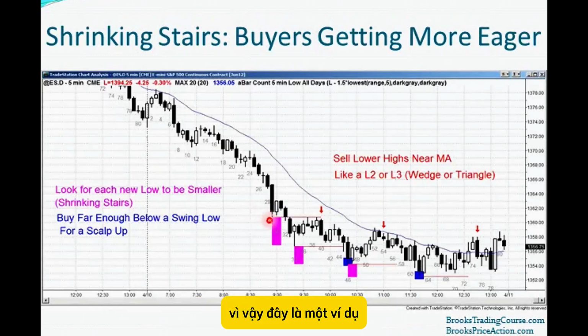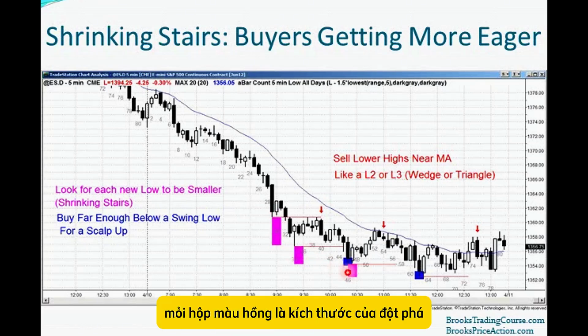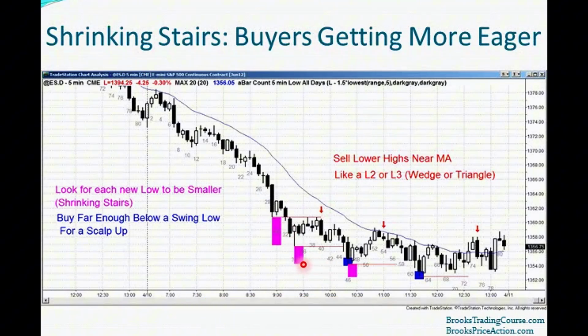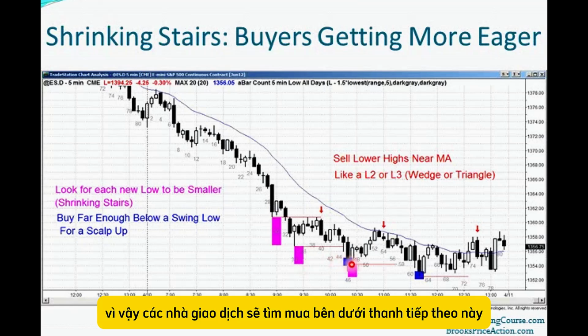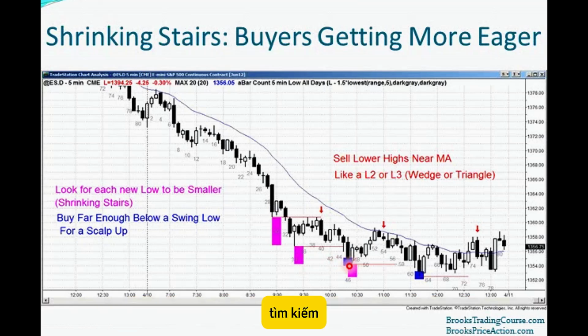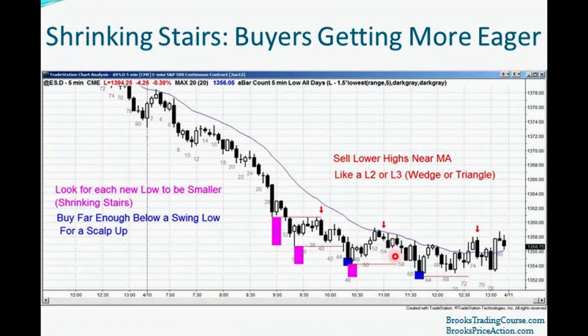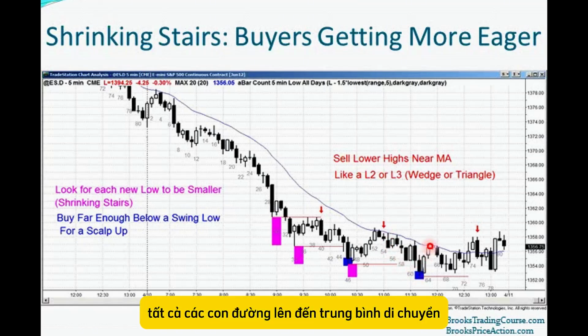So here's an example. Each pink box is the size of the breakout. So here's the breakout point, here's the end of the breakout. The market broke below here and it fell down to the bottom of the pink box. So possible shrinking stairs. So traders will look to buy below this next bar, looking for the breakout to be less than the size of this one, and their minimum target would be a pullback back to that low. So enough room for a scalp. This is actually a very, very big move, and there are a lot of points in here, so there's enough room for a couple points scalp up. And you could usually hold for a test all the way up to the moving average.